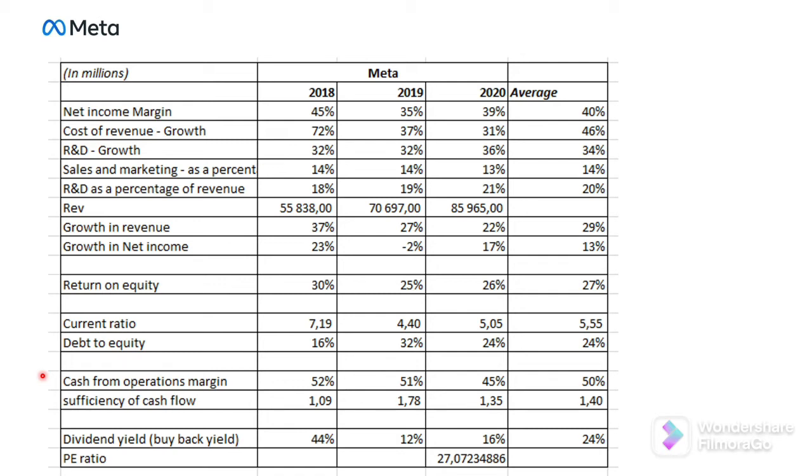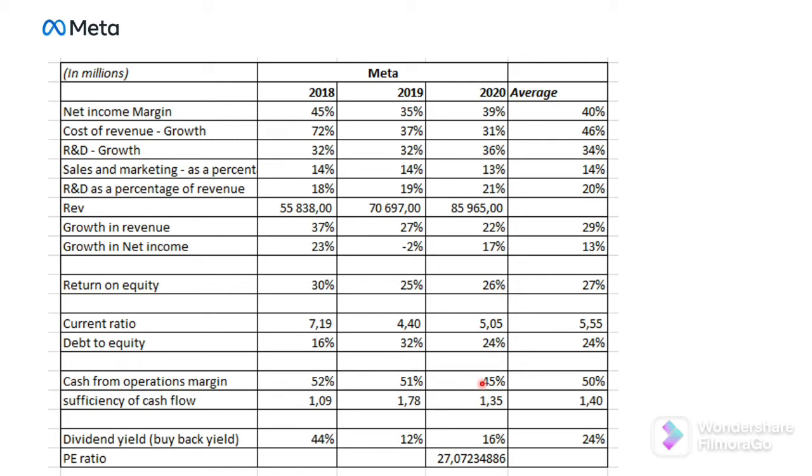Cash from operating margins. What this means is the net cash from operating activities as a percentage of revenue. Meaning for each dollar of revenue Facebook generates, how much of that can it convert to actual cash from operations? 45% or 45 cents. That's in 2020. On average, it's about 50 cents or 50%. Now that is very good. That is wickedly good. That is way too good.